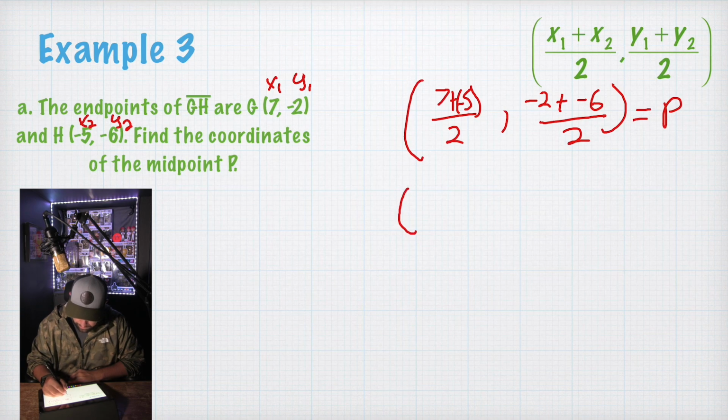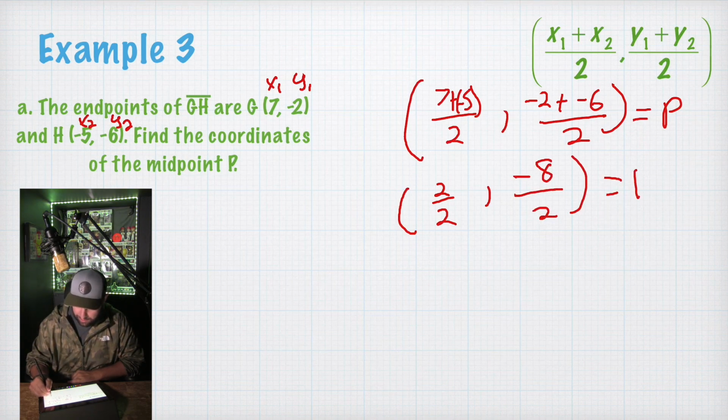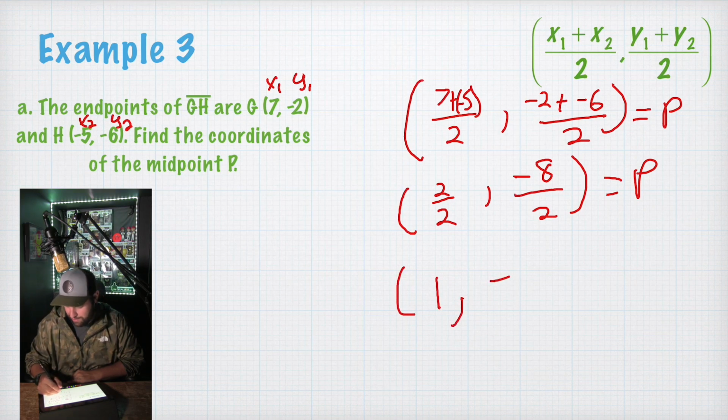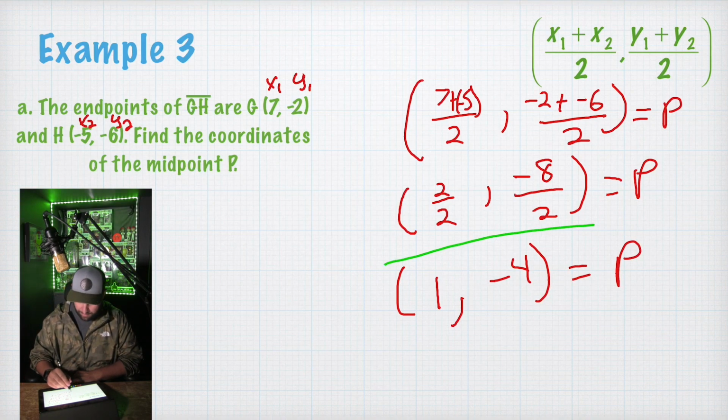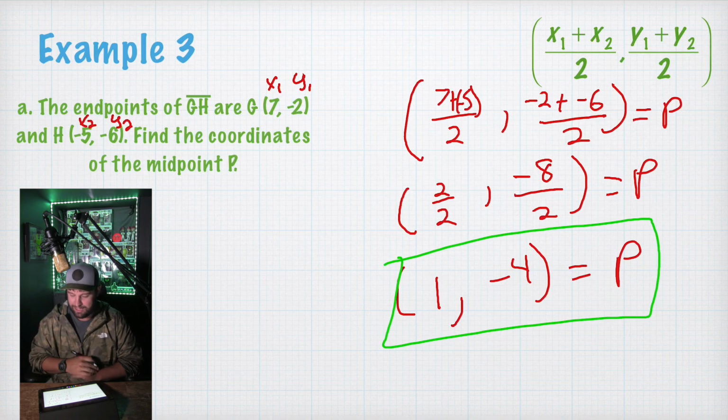So 7 plus negative 5 is going to give us a positive 2 over 2. And negative 2 plus negative 6, you owe somebody $2 and you spend 6 more, you then owe them 8 over 2. And it's all equal to P. So (1, -4) equals our midpoint P. Not too shabby, not too hard. Just some pretty simple math, so let's just go ahead and keep rolling along.